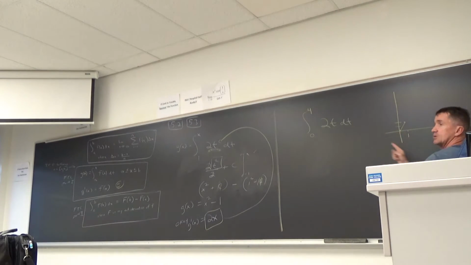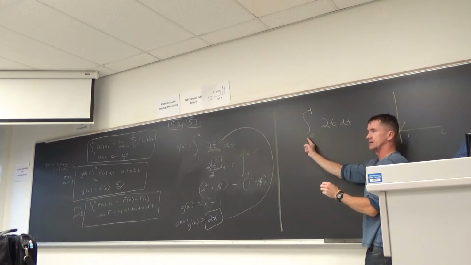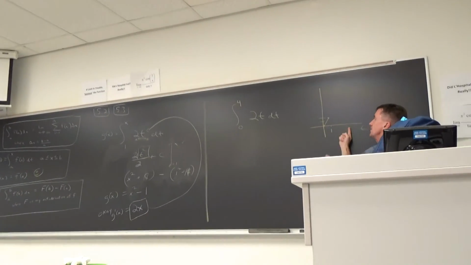I have to go from x equals, or these are t's. Let me put t here. I have to go from t equals 0 to 4, all the way out to t equal to 4.